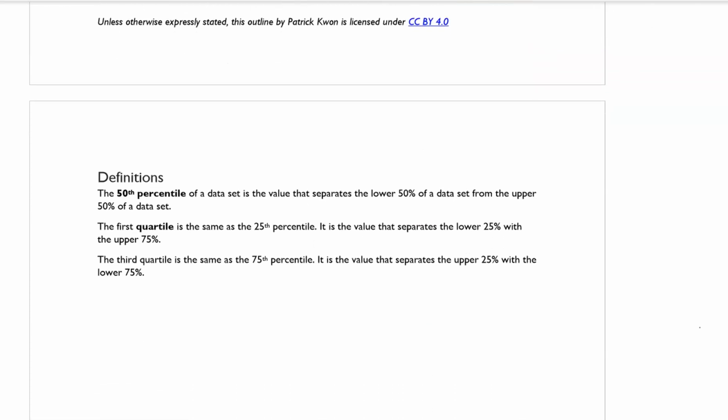This last page just contains some of the definitions of the quartiles or percentiles that we were talking about earlier. So go ahead and read over those and see if you have any questions about percentiles or quartiles.